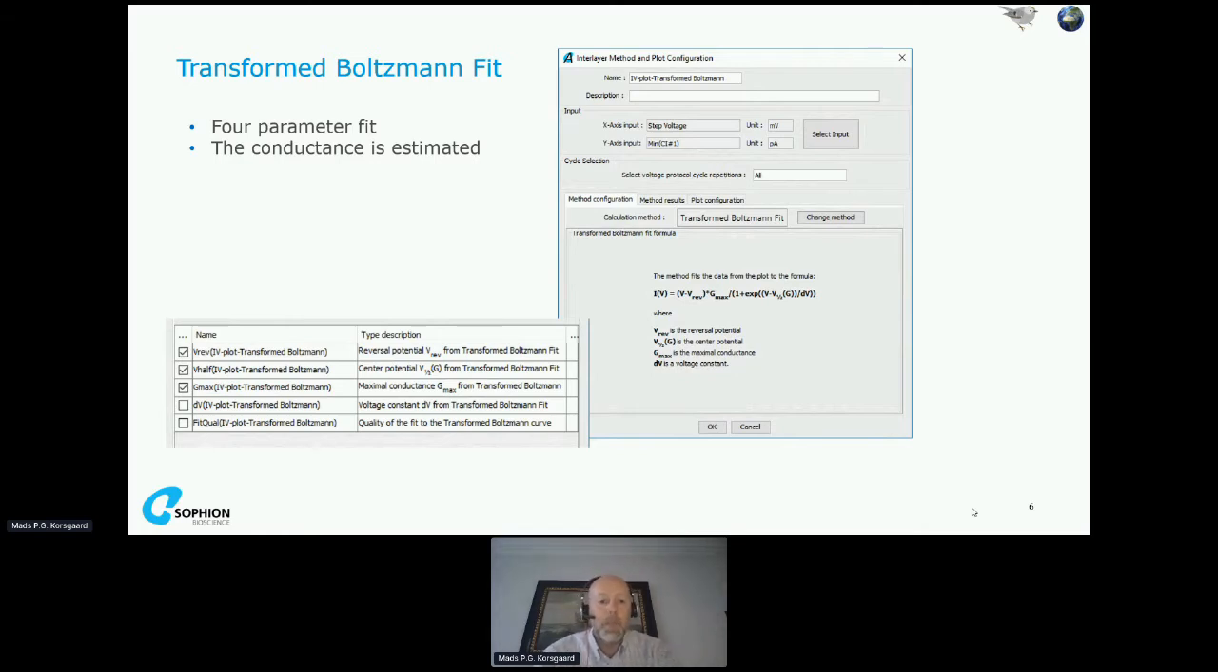please let them come. For the so-called transform Boltzmann Fit, we actually run a 4-parameter fit. We have the Boltzmann Fit that we've always had, but now we have a new one where we have a 4-parameter fit, which actually looks into the conductance fit and not the absolute current.